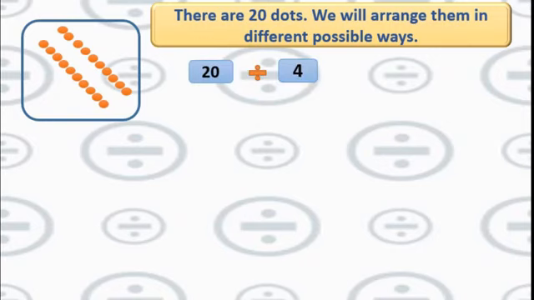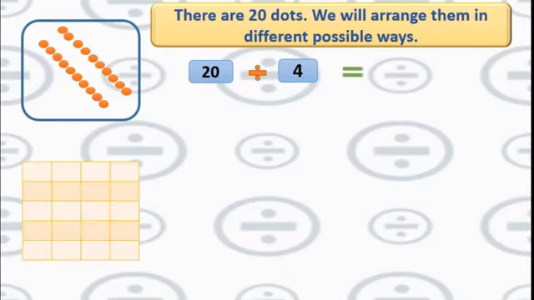Now we will arrange them in different possible way. First we will arrange them in this manner. Means in one row we will keep 4 dots. Here 1. Then how many rows we will get, we will see. Okay.